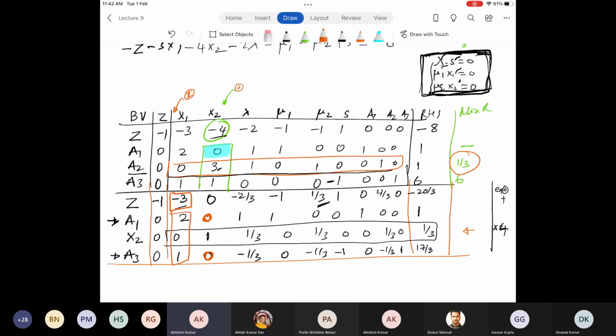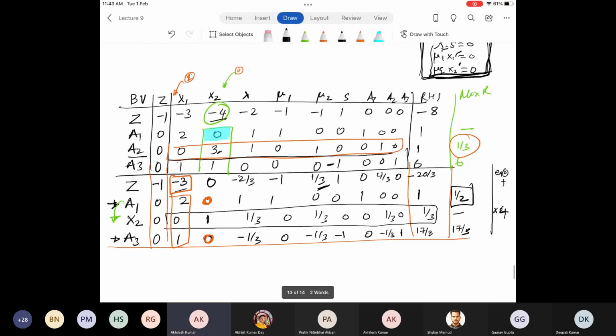So again, make it a pivot column, try to get the ratios. So 1/2, 0 is not possible, 17/3. Which one is the minimum ratio? Which one is the minimum ratio? 1/2? Now A1 will leave the basis. So A1 will leave the basis.